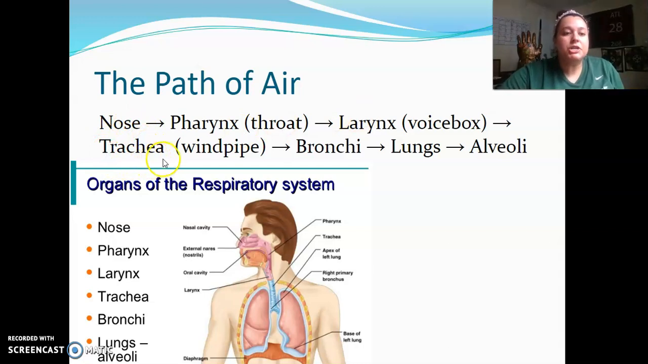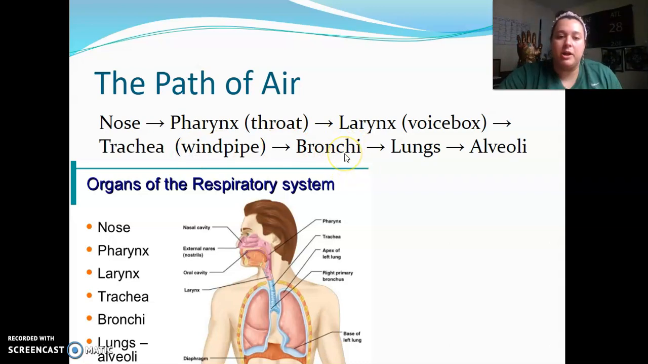The next thing is your trachea. This is your windpipe. So this actually connects to the bronchi. And the trachea, or your windpipe, is where you do not want your food or water to go down because that will choke you. So again, this is different from the esophagus. It takes in just air.